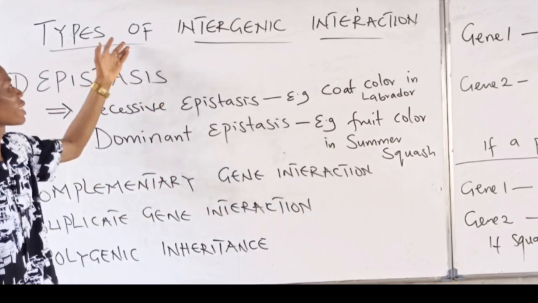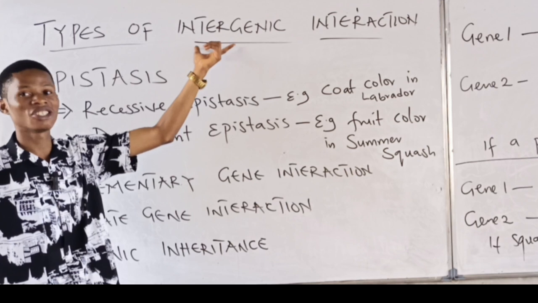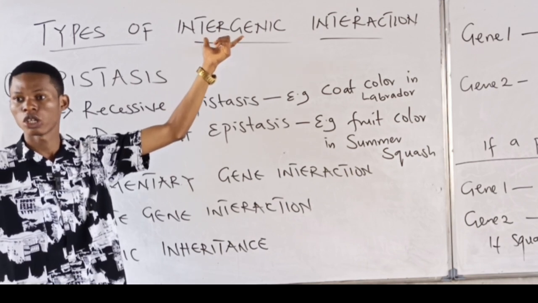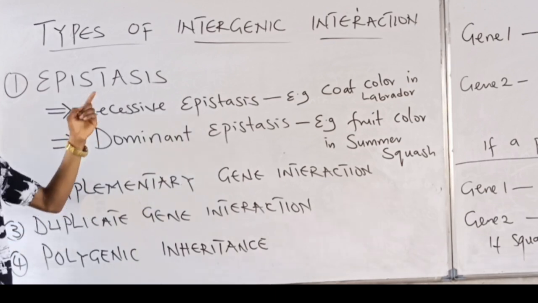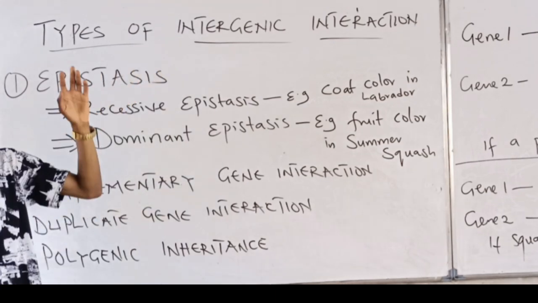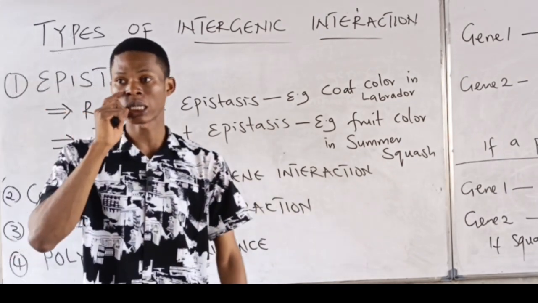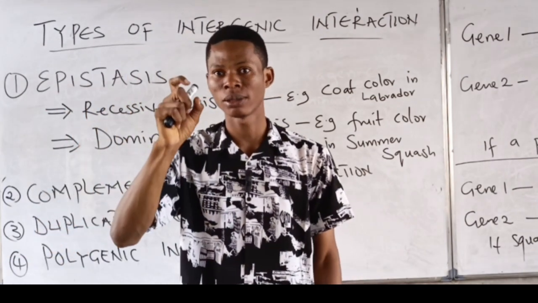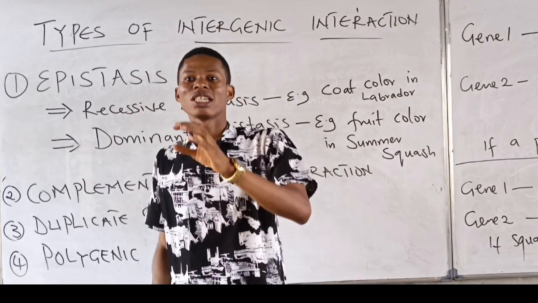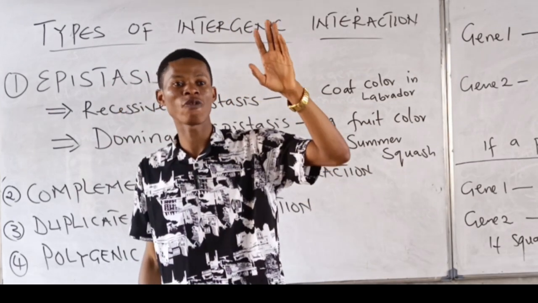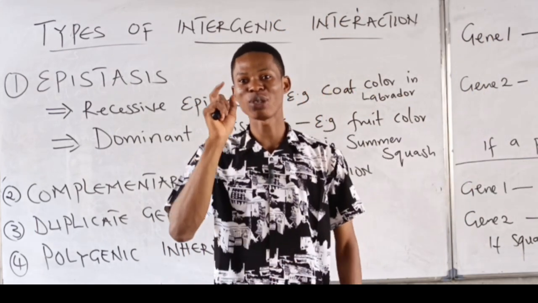So we are going to look at types of intergenic interactions. Already we know that with intergenic interaction, we are talking about what? Non-allelic interactions, right? Good. Now, one type of non-allelic interaction is epistasis. If one allele on a particular gene influences the expression of an allele found somewhere else, that is called epistasis.